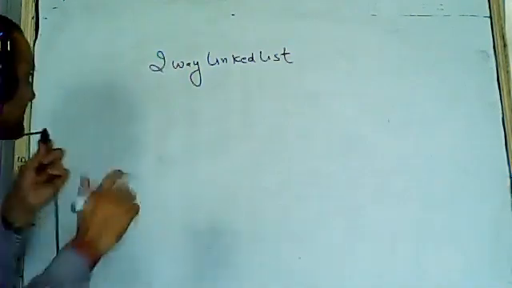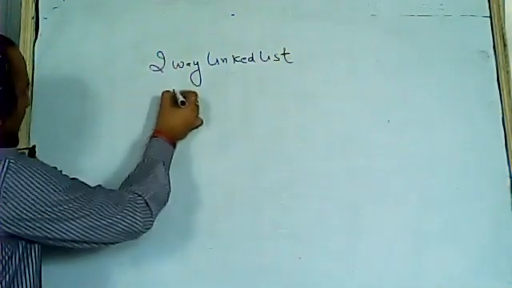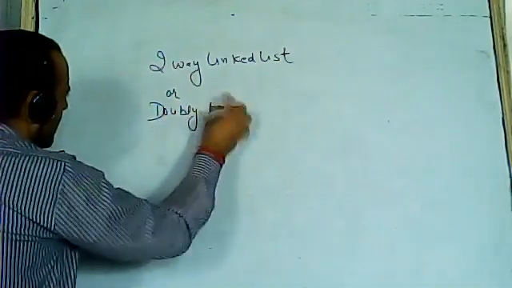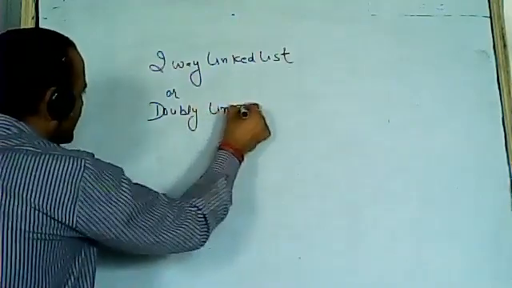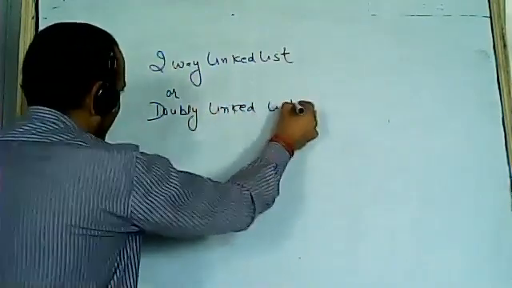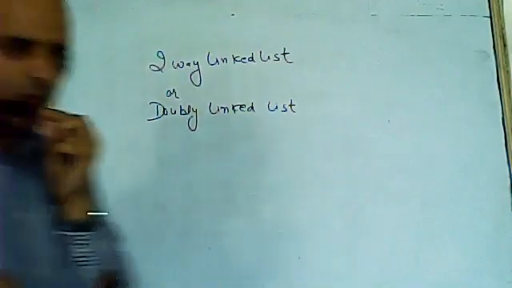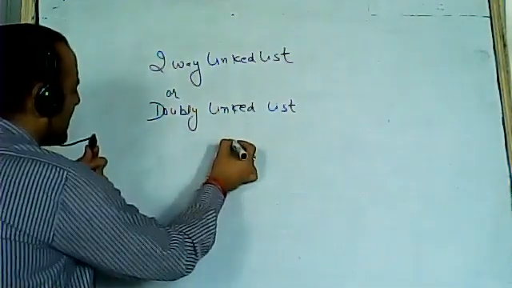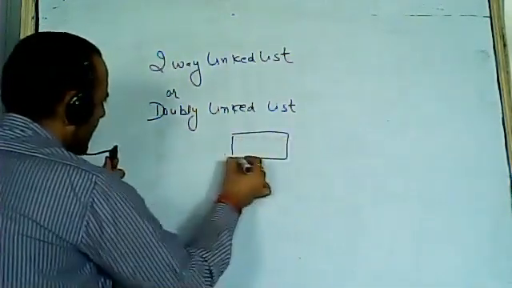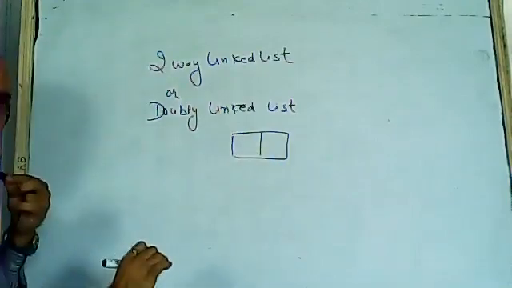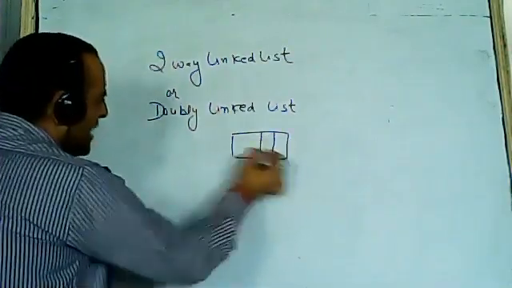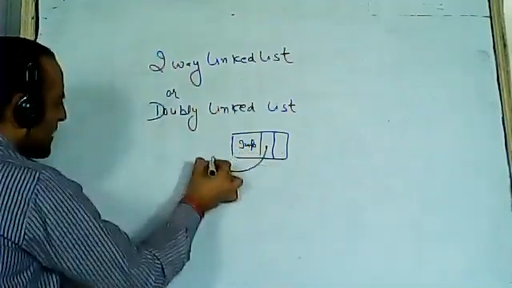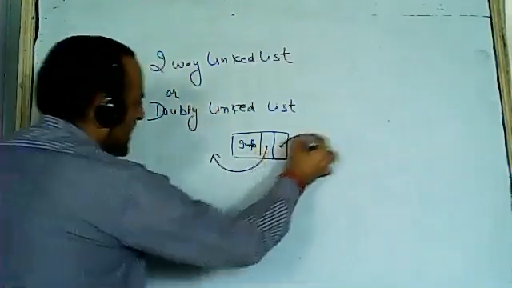But this linked list is a special type of linked list. It is also called doubly linked list. If the name changes, it should not confuse you. Both terms are the same. Now here we have the concept of a node which has not only data and the address of the next node. We have data info. Then we have the pointer which contains the address of the previous node, and the pointer which contains the address of the next node.